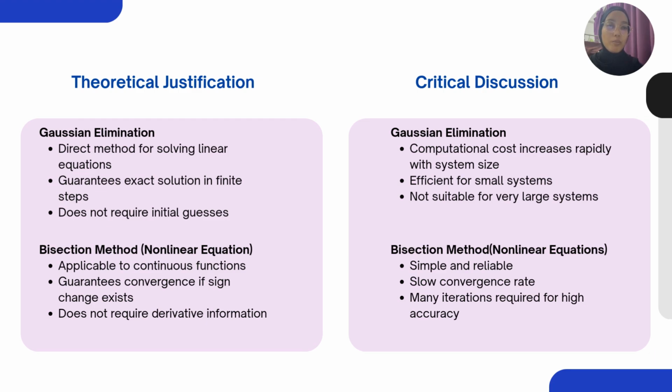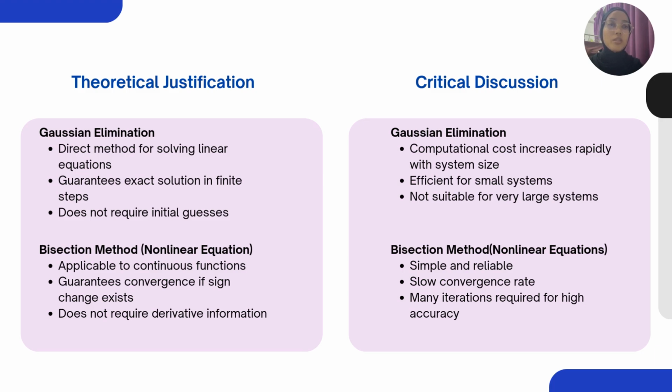However, despite its accuracy, Gaussian elimination has some limitations. The computational cost increases rapidly as the size of the system grows, especially for large matrices. While it is efficient and practical for small to medium-sized systems, it becomes less suitable for very large systems due to high memory usage and computation time. As a result, alternative methods are often preferred for large-scale problems.